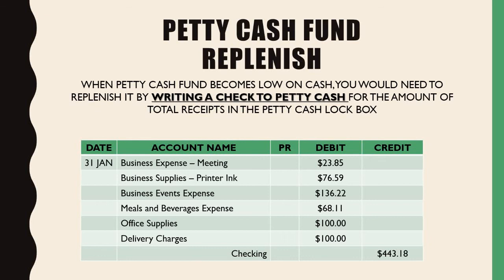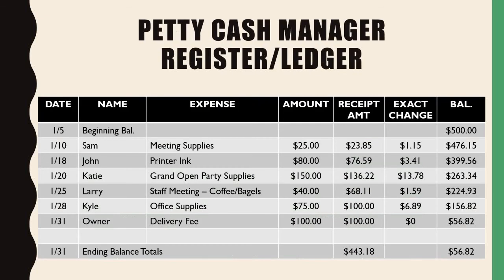So as mentioned before, we took a look here. I only have $56.82 left in my petty cash drawer. Now, with that being said, that's not enough for me to carry on to the next month. I need to replenish it. So then when I start my next month of transactions, my petty cash drawer is at $500.